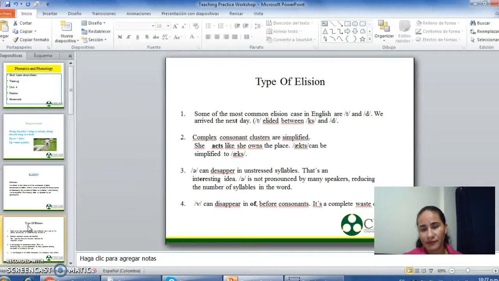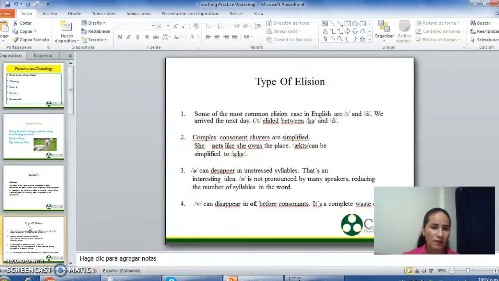Types of elision. One: some of the most common elision cases in English are T and D. Example: we are right the next date. T is elided between K, S, and D. A good example of elision: we are right the next date.